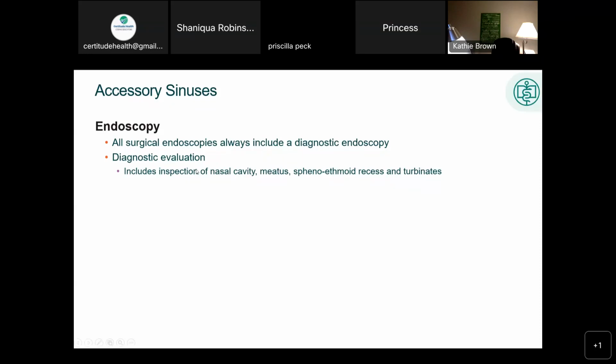And you'll also see that is mentioned. I'm trying to make sure I see where it is in those guidelines.